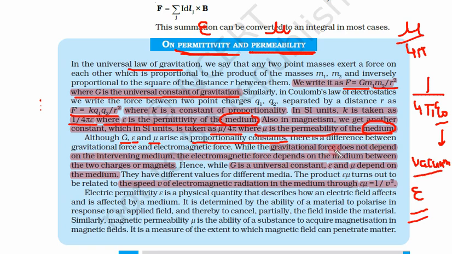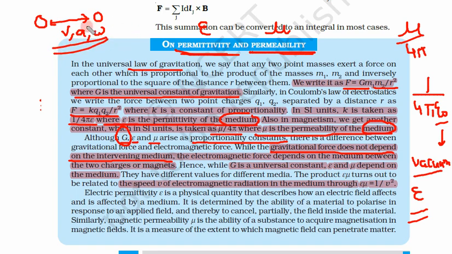What is the difference? The gravitational force does not depend on the intervening medium. So this is a universal constant, and it does not change. Suppose there are two particles, and the medium between them is either vacuum or air or water. The gravitational constant will not change by the medium, the intervening medium, that means the medium between them.